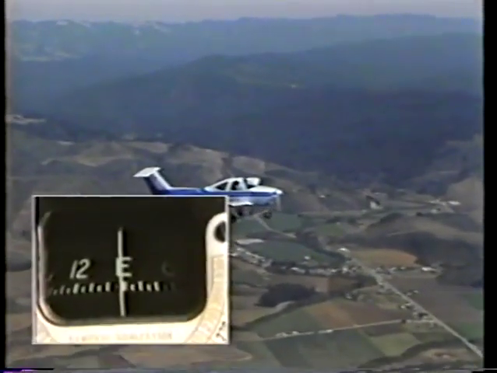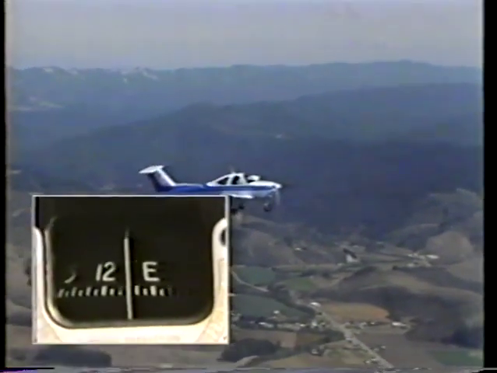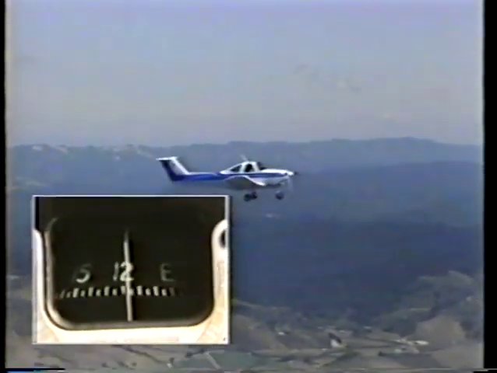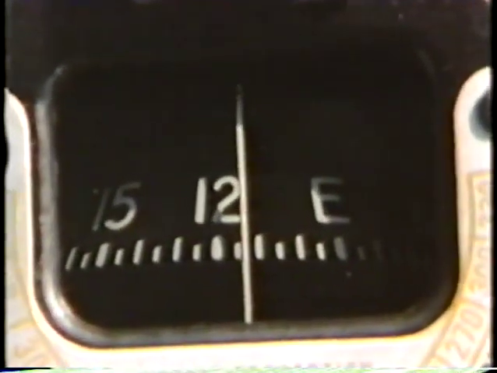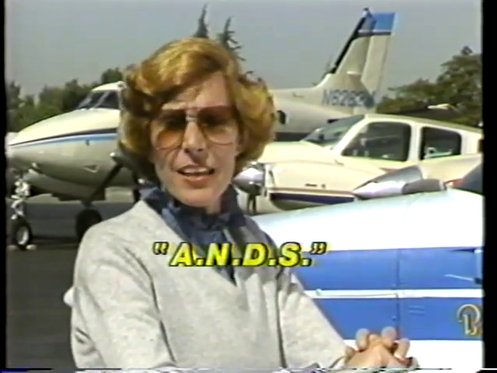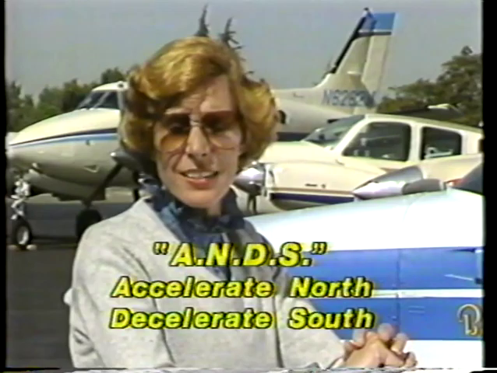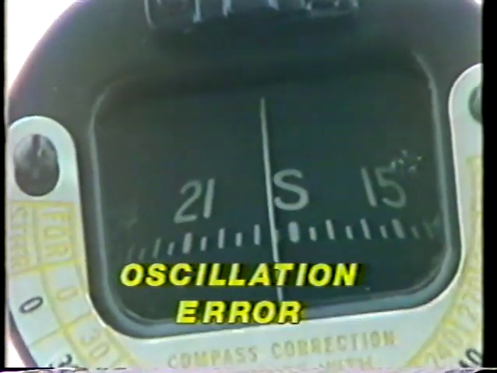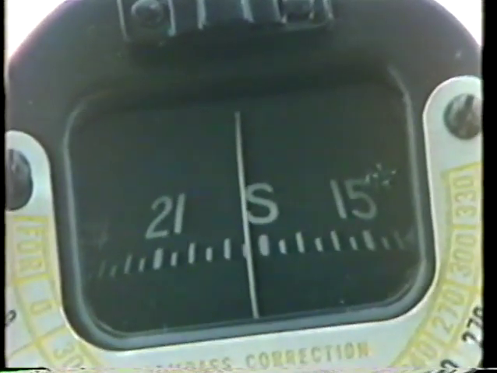Conversely, deceleration will cause an indication of a turn to the south. The acronym AND will help you remember this. Accelerate north, decelerate south. Since the compass must be free-floating to work at all, it is subject to what we call oscillation error. It is very prone to swing back and forth or oscillate and can be very difficult to read during turbulence or rapid flight maneuvers.